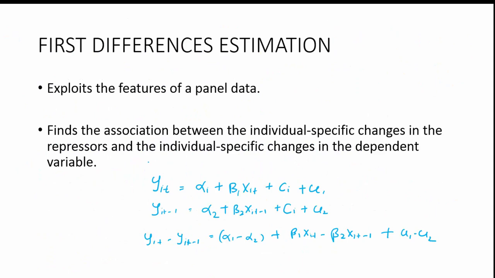What is the next one? The next one is the first difference estimation. In this particular type of estimation, we exploit some feature of the panel data. Okay, so what we do is that we take the first difference of the two equations, for different time periods.